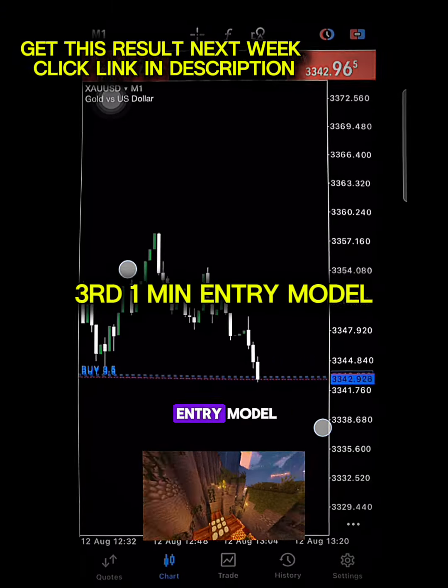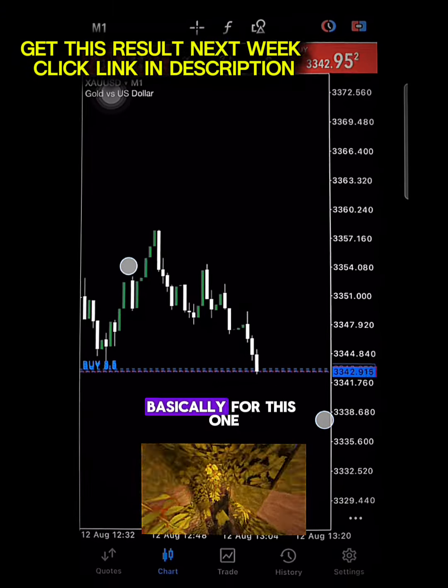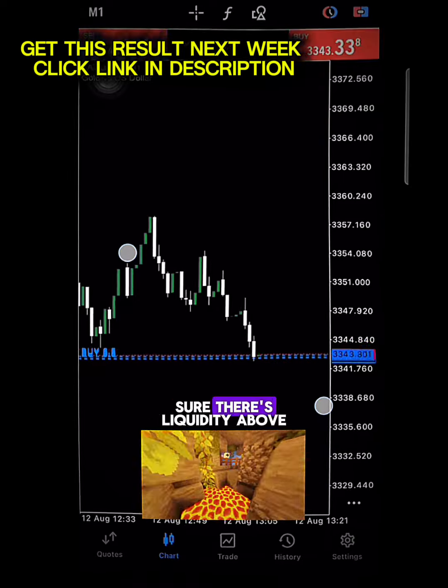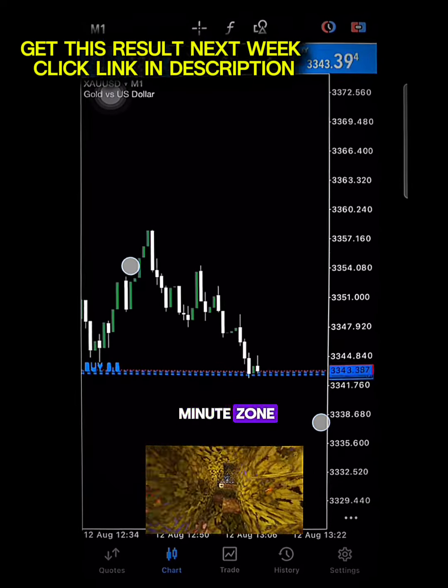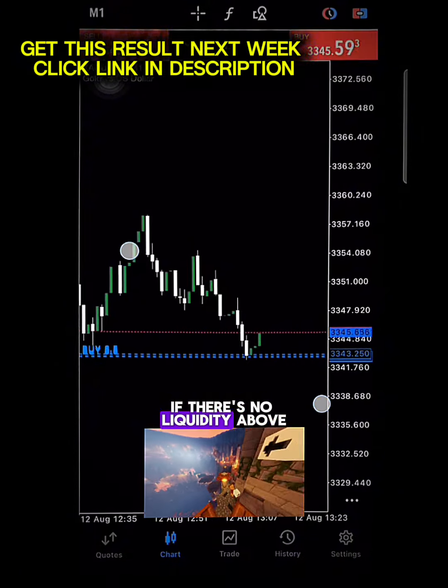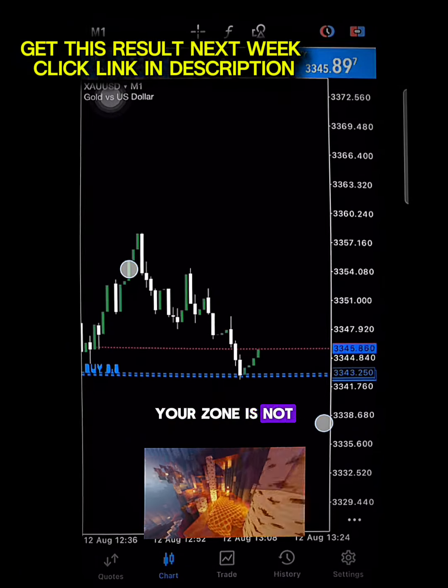As for the third entry model, this one is slightly different. Basically, for this one, you want to make sure there's liquidity above. It is very simple. If you are going to trade any 1 minute zone, there must be liquidity above. If there's no liquidity above, your zone is not going to hold.